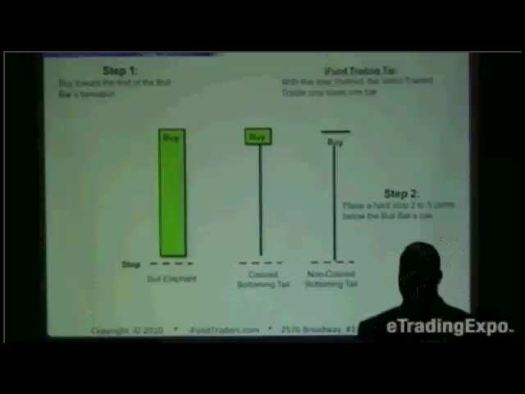How do we play them? I teach my traders that if a bull elephant bar forms in your stock, whether you are trading a 5-minute chart, are there intraday traders here?